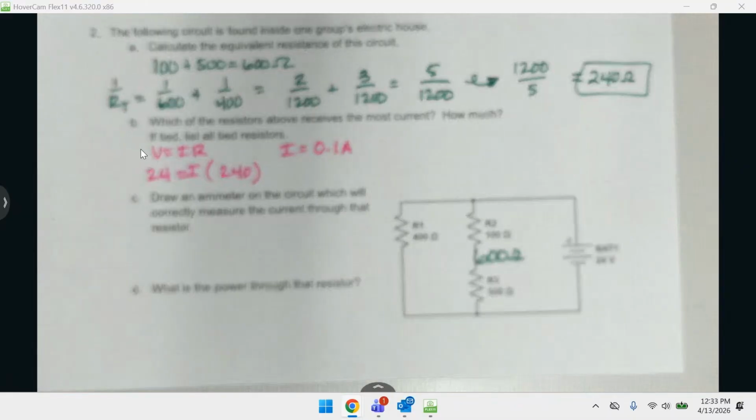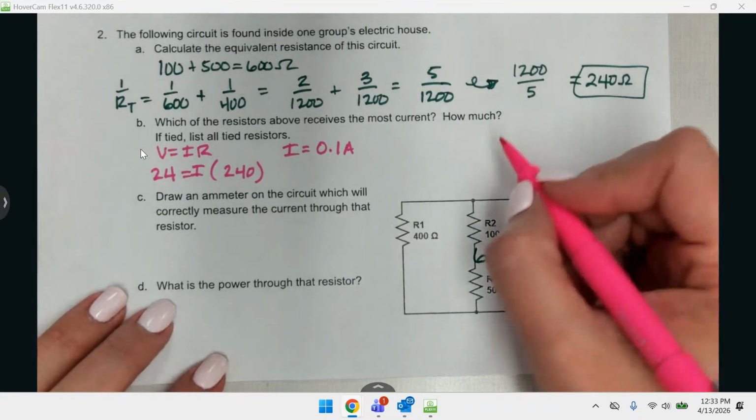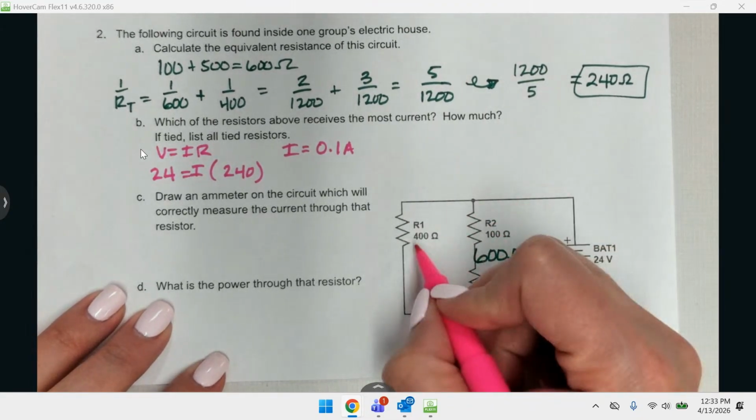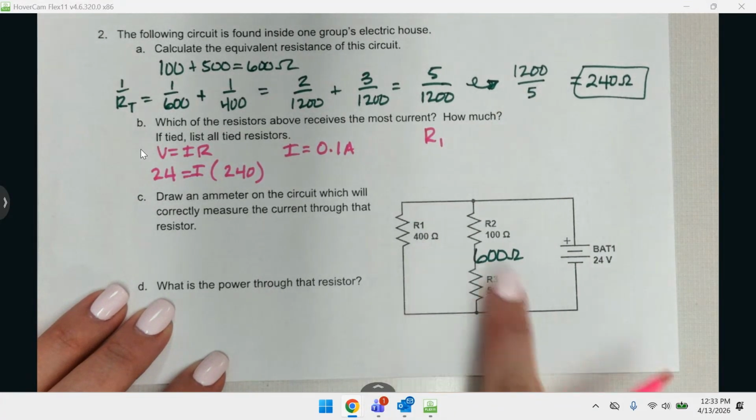Again, the question doesn't ask for the total though. It asks for which resistor receives the most current. So I can actually answer that before I do any math. I know I'm going to have more current through R1. Again, it will prefer the path of least resistance, and 400 is less than 600. So I know it's R1, but how much is it?